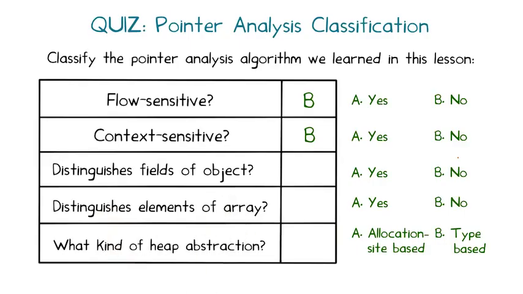Did the pointer analysis distinguish between different object fields? The answer is yes. The algorithm did distinguish differently named object fields, such as the floors and events fields of the elevator. Did the pointer analysis distinguish between different elements of an array? The answer is no. The algorithm abstracted away array elements using an asterisk to represent all subscripts. And what kind of heap abstraction did the pointer analysis use? Allocation site-based or type-based? Although we discussed type-based abstraction later in the lesson, the chaotic iteration algorithm we discussed used an allocation site-based heap abstraction.